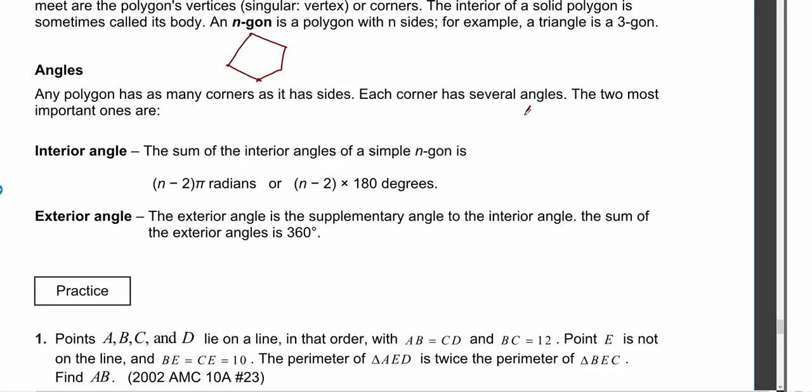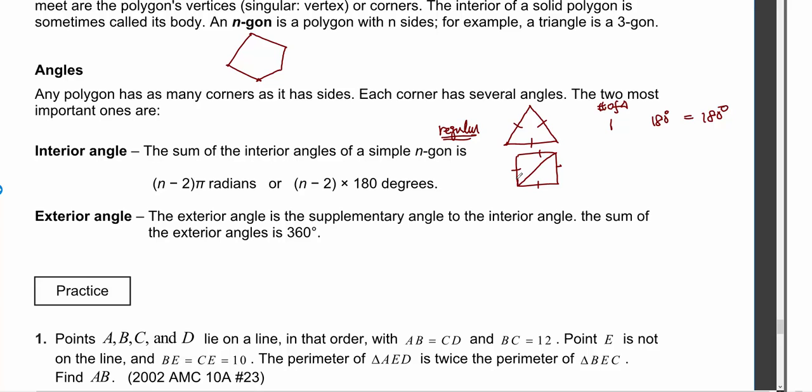Because the smallest polygon is what? A triangle. I'm going to use regular polygons. Regular means what? All angles and all sides are congruent. The smallest regular polygon is the equilateral triangle. The sum of its interior angles is what? 180, isn't it? Because one triangle always has an interior angle sum of 180 degrees. Another regular polygon is the square.